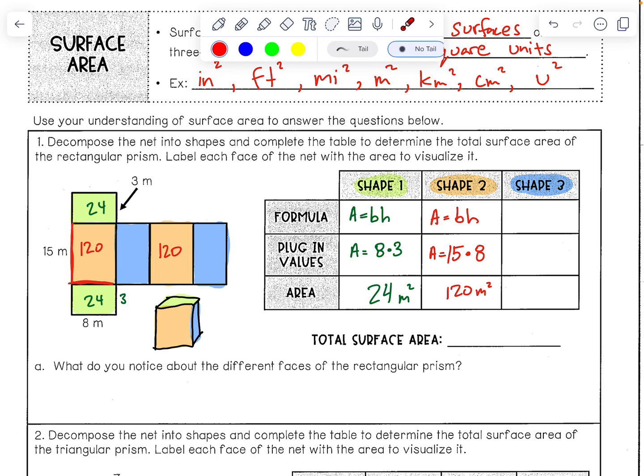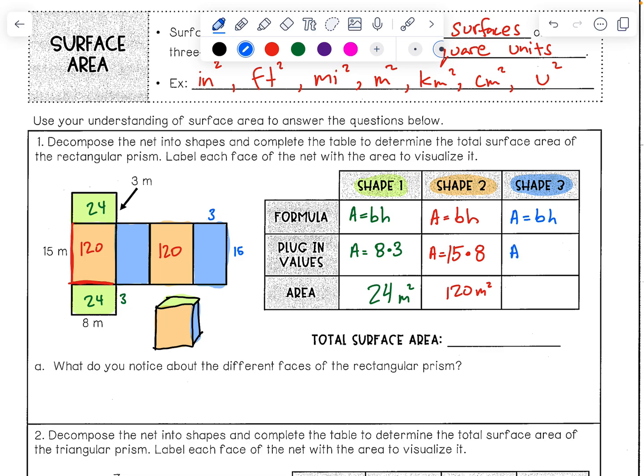This height is the base and height of these. That's going to be 15. And then the base, the bottom piece. Well, let's see. If this is 3, then this is also going to be 3, because when it folds down, it's going to touch that side. So we know that this is going to be 3. So the formula is area equals base times height, because we are talking about rectangles.